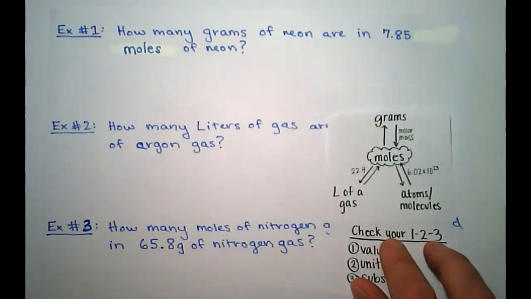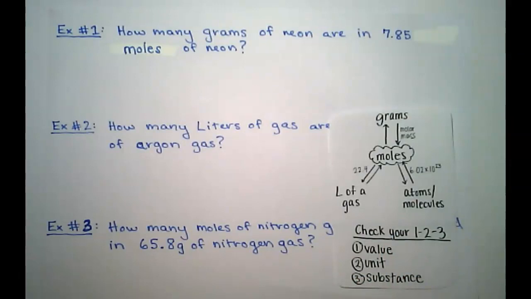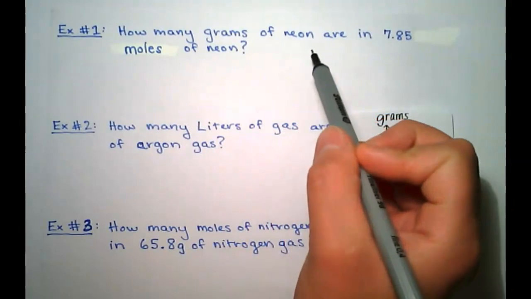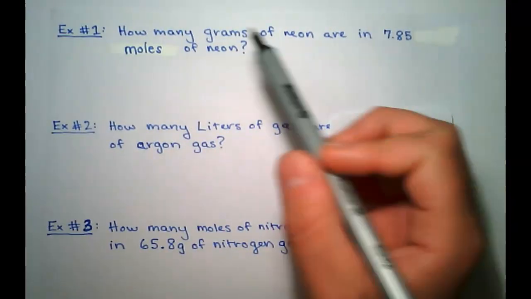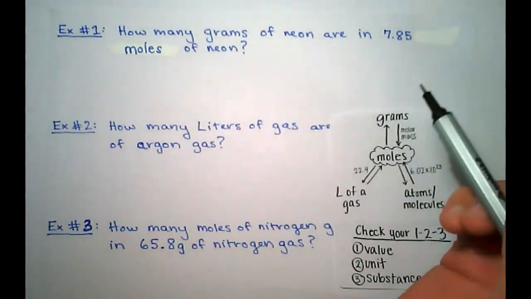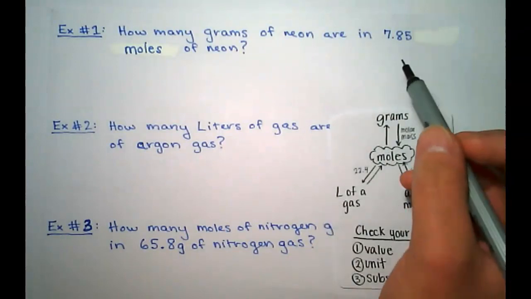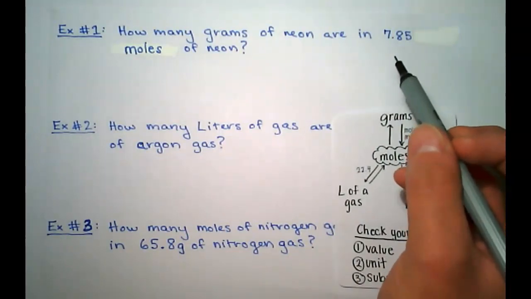And I have my mole chart right here to help me decide how to make my conversions. So this first example says how many grams of neon are in 7.85 moles of neon. So whenever I start a problem, I start by identifying my given value, unit, and substance.